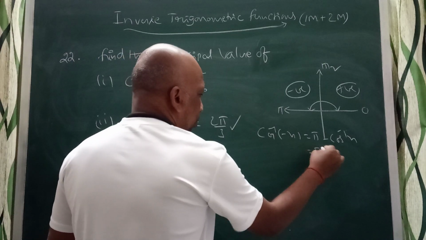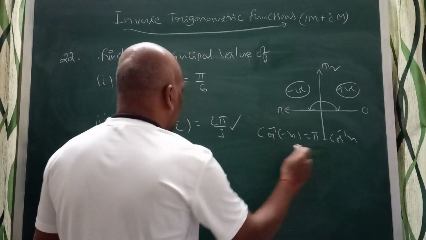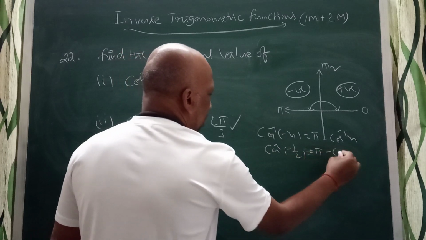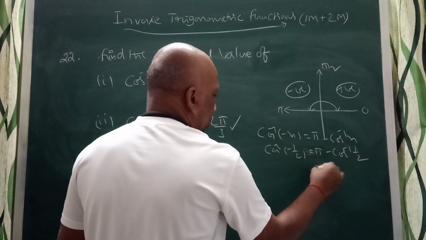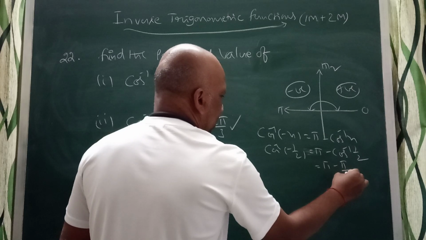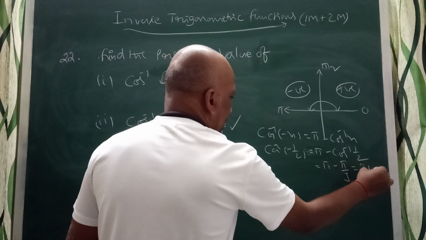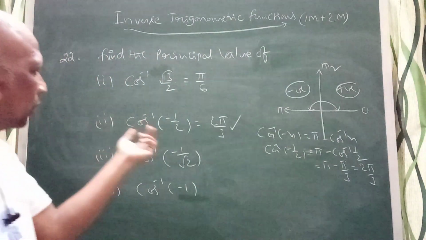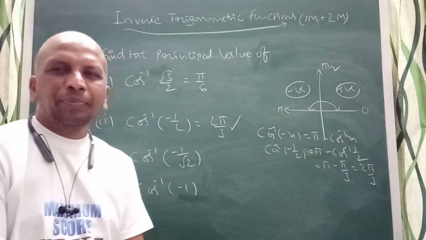So if I use the same technique here, cos inverse of minus 1 by 2 is pi minus cos inverse 1 by 2, which is pi minus pi by 3. Same thing, 2 pi by 3 if we use this formula. Otherwise you can also write directly 2 pi by 3.